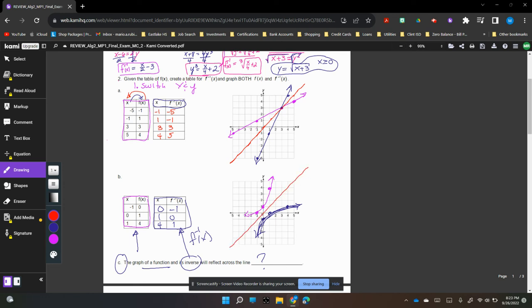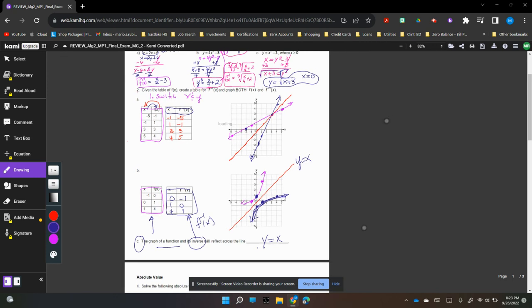So what we're saying is that for every point on this line, there's a counterpoint on this line across the red. And we're saying the same here. For every point on this line, there's an equal point on this other line. So we know that when it's an inverse, we're going to have a reflection across y equals x, which is what this red line is. It's called y equals x.